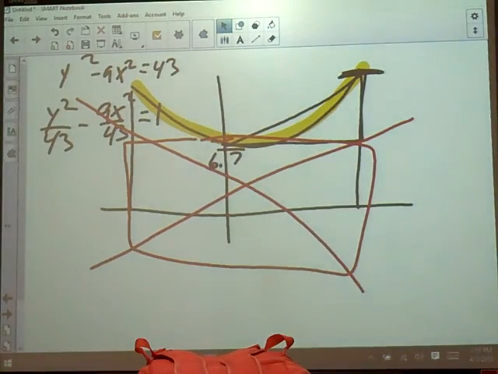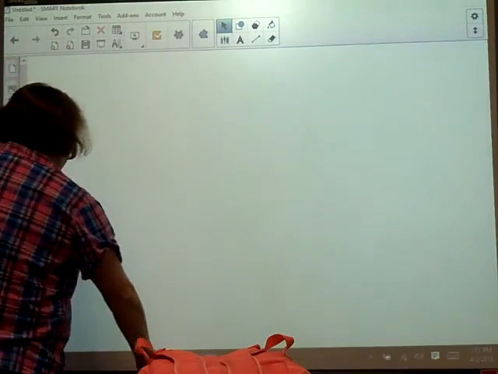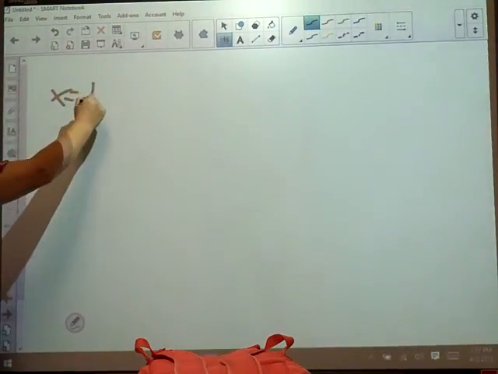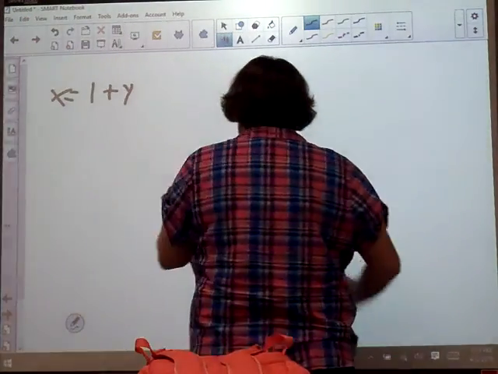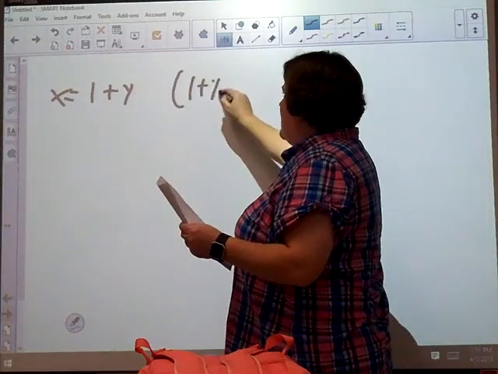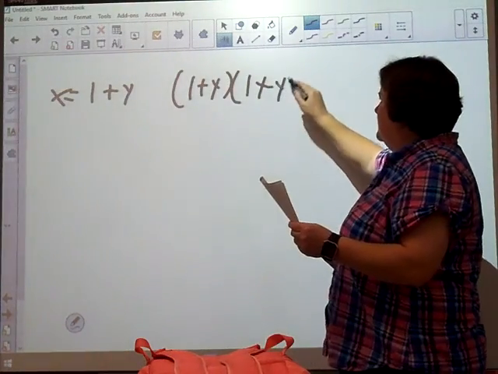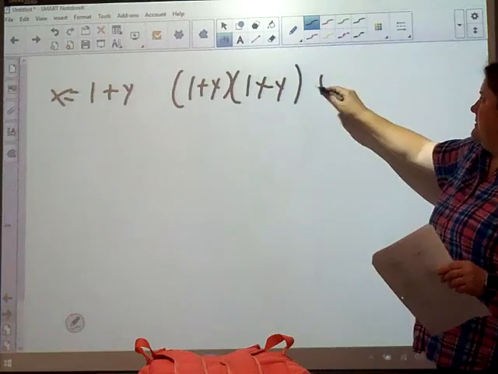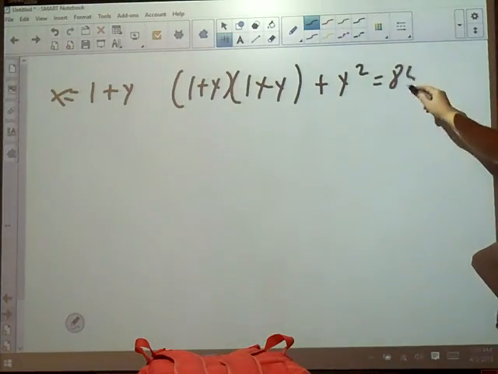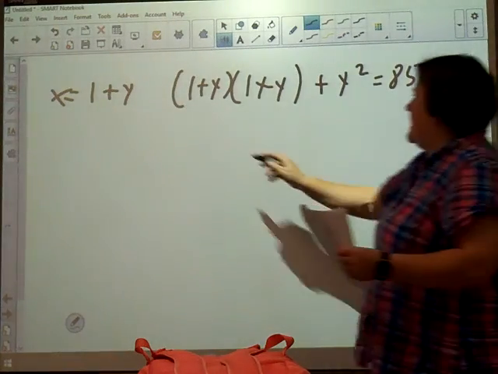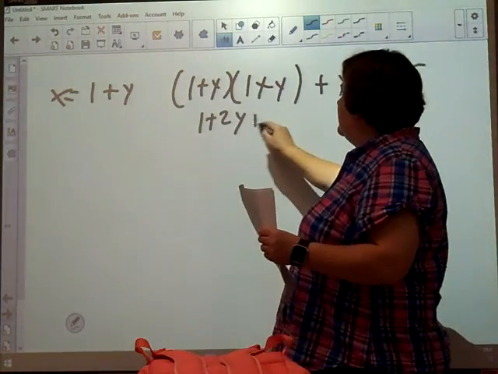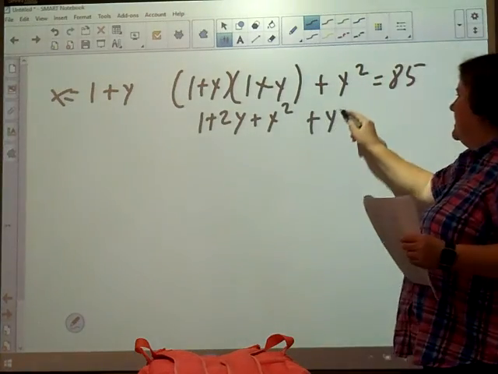All right, 11, we're solving the system again. I solved the second equation for X. So number 11, are you looking? I added the Y to both sides, so it said X equals 1 plus Y. Then I plugged that into the first equation, X squared. So 1 plus Y, quantity squared, plus Y squared equals 85. And then I had to FOIL that 1 plus Y stuff. So I had 1 plus 2Y plus Y squared. Then bring down that other stuff.